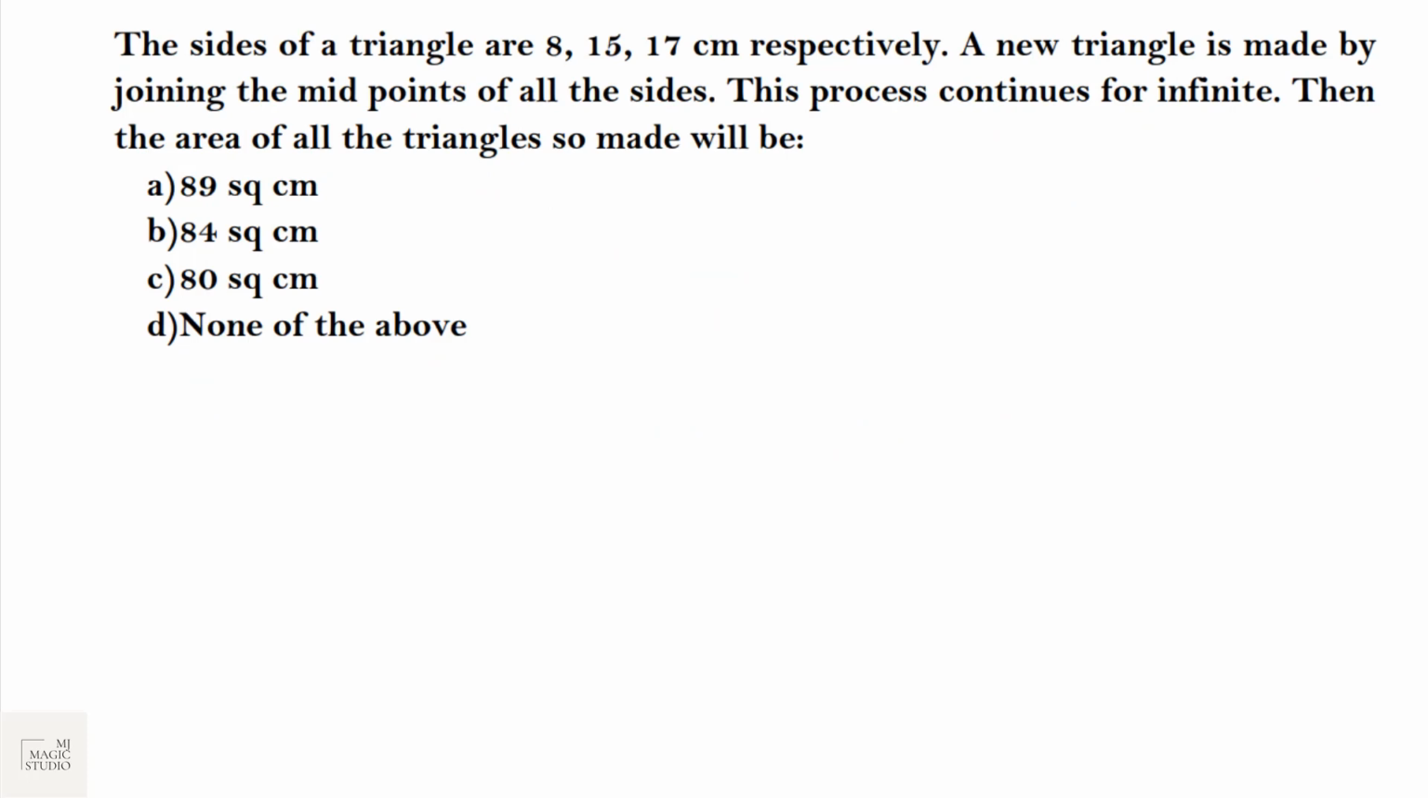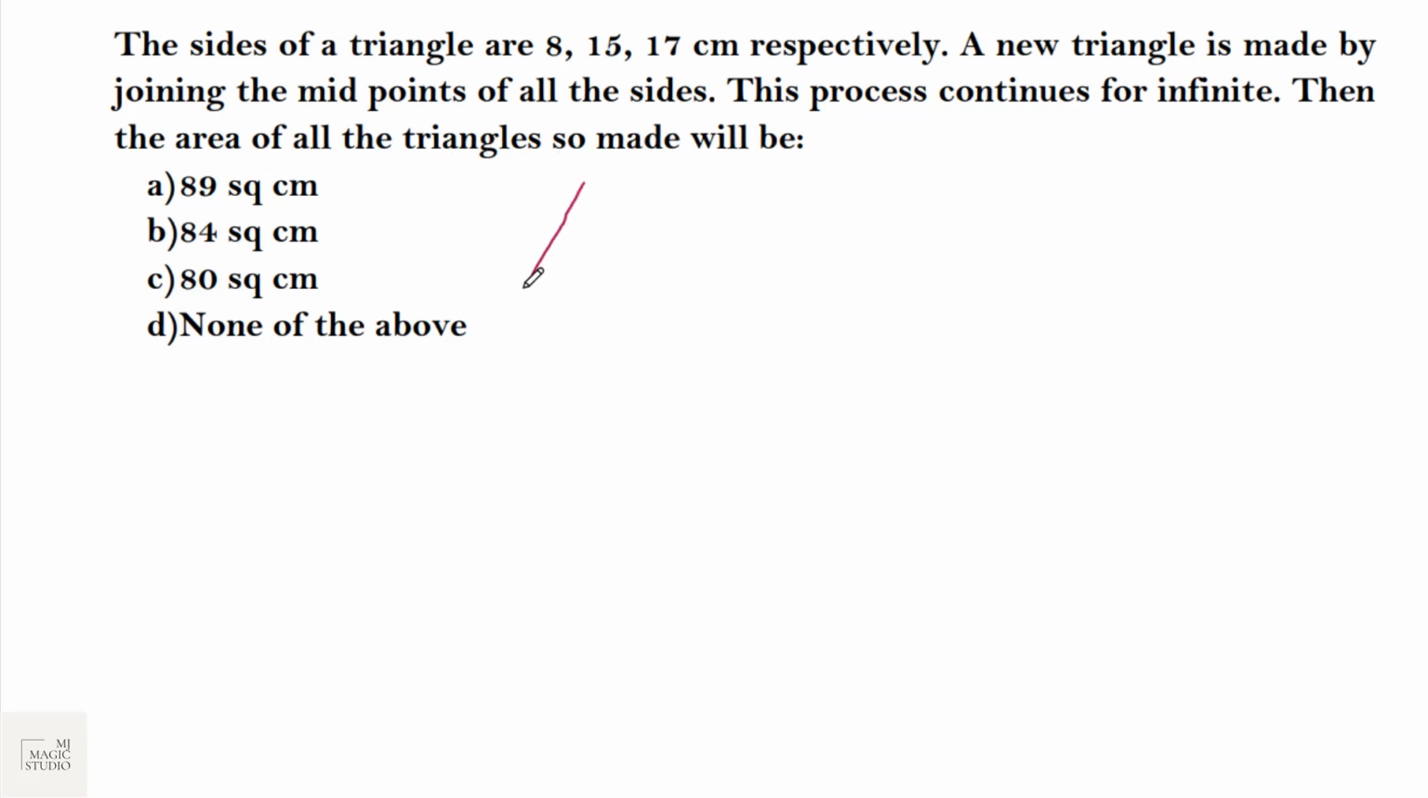Next one from mensuration, but again with a twist. Check it out. Tadka of infinite GP series. Let's first try to understand what is happening. There is a triangle. A new triangle is made by joining the midpoints of all the sides. And this process continues for infinity. Then what is the area of all the triangles so made will be?